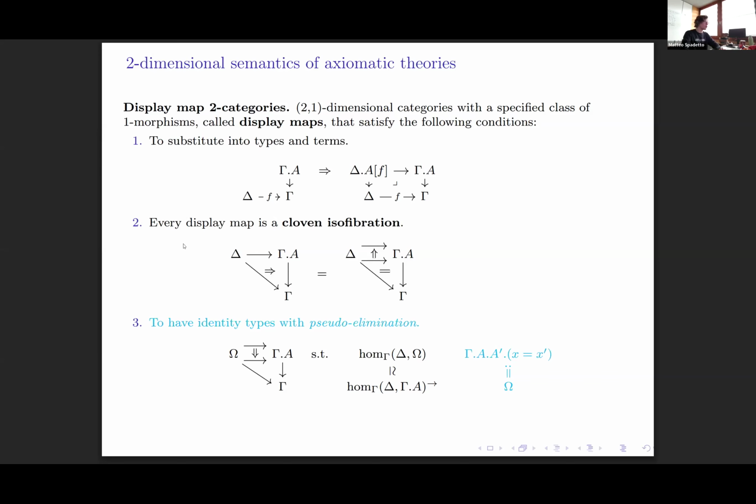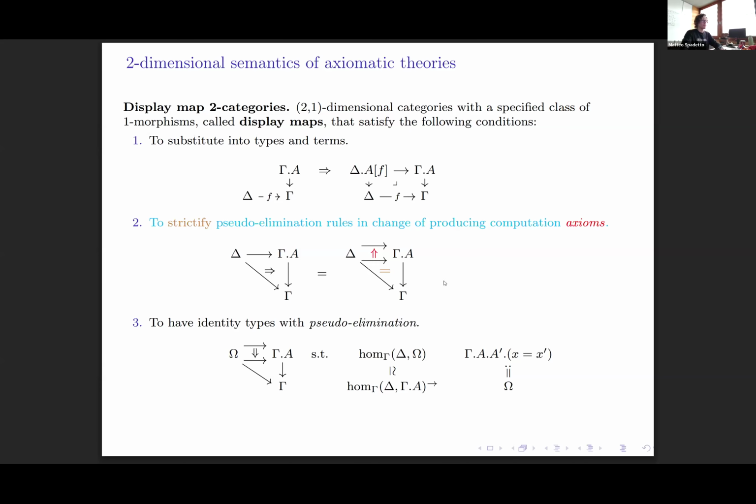However, now we can use the axiom 2, that every type is a cloven isofibration, to strictify this pseudo-elimination term. So out of the axiom 2, we can strictify pseudo-elimination principles, instead of producing, as I was saying, an additional two-dimensional cell here, which will be the interpretation of the computation axiom. So this is how you validate the J rule for identity types with the computation axiom, so axiomatic identity types. Now, I do not have time to delve into the details. We can do it later during the question time if you are interested.